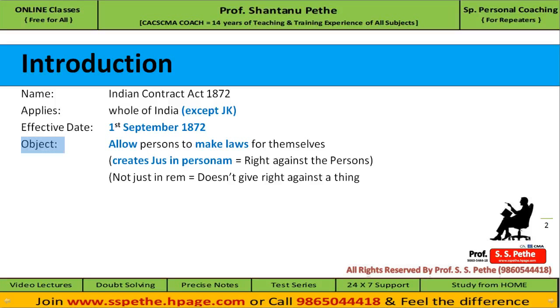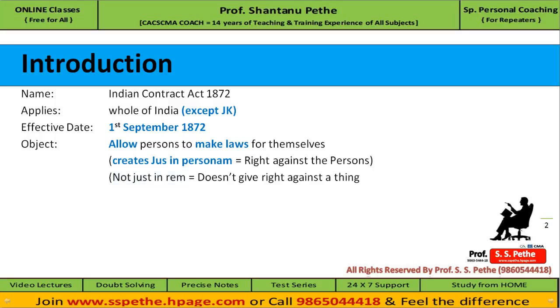Now let's see the object of this act. कोई भी act आपको पढ़ना है, if you want to study any act, it is very important that you should understand the object of that act. The object of this act is very simple. It simply allows persons to make laws for themselves. So you can say that it creates just in personam. इसका मतलब होता है कि right against the persons and not just in rem.